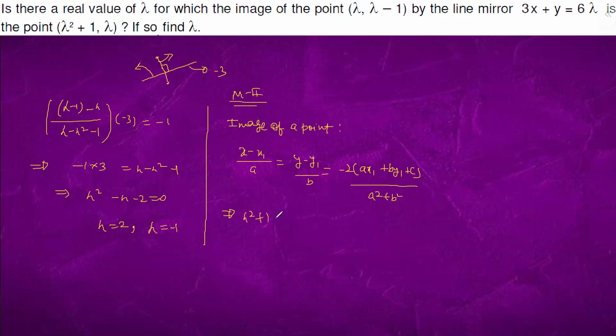X1 is lambda. A is what? 3. Y minus y1 is 1 and b is 1. So minus 2(ax1...). We'll put this point in this line. We'll get something like 3 lambda plus lambda minus 1 minus 6 lambda upon a square plus b square, which is 10. From here we'll get minus 2 lambda minus 1, which is 2 lambda plus 1 by 5.